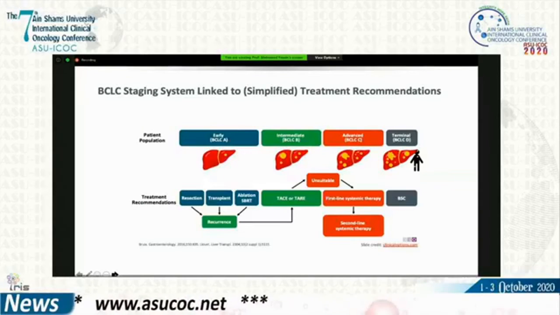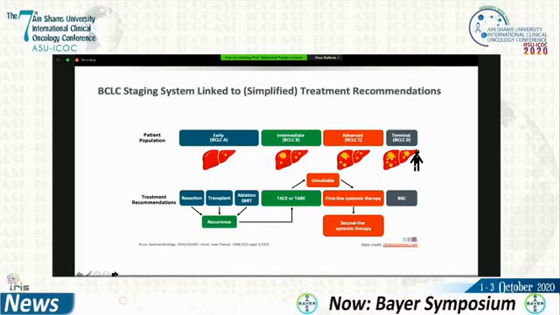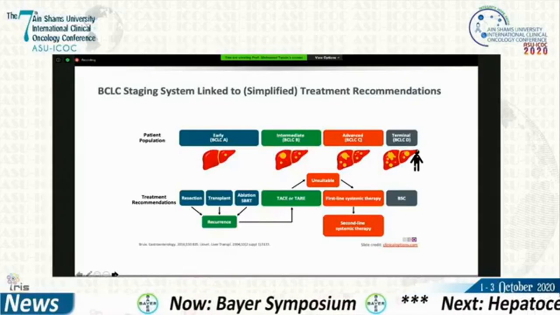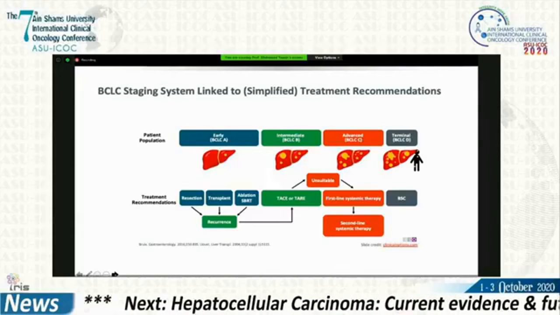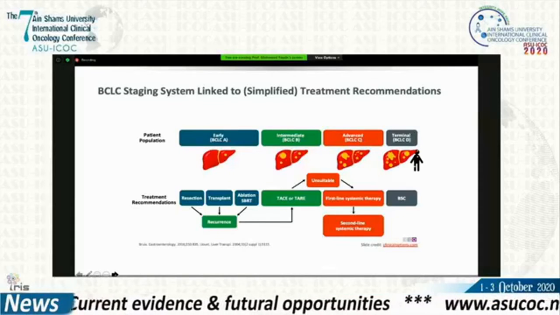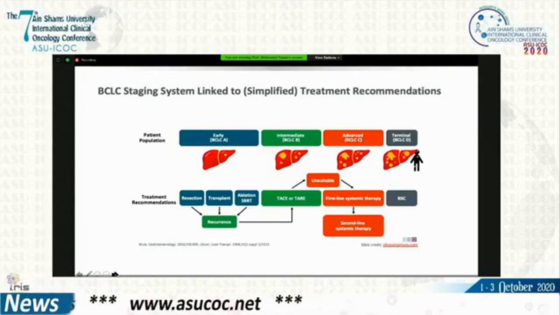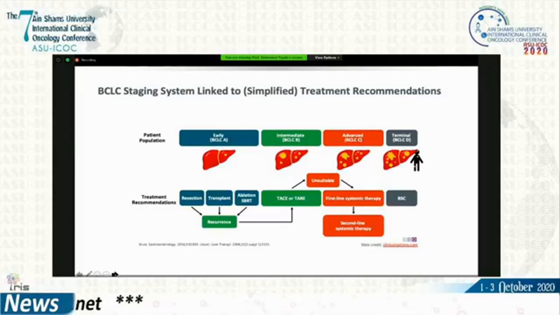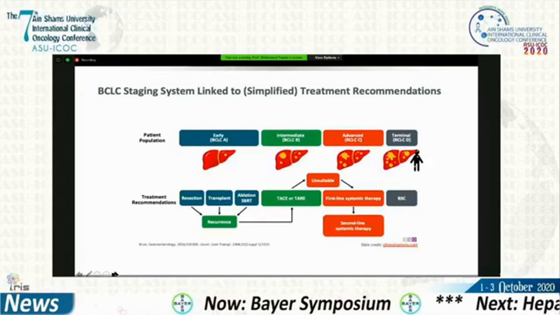As we see here, in the BCLC staging system, early BCLC-A treatment recommendation is resection, transplantation, ablation, and on recurrence will be treated as intermediate BCLC-B by TACE or transarterial radioembolization. If patients are unsuitable for TACE or transarterial radioembolization, we will move to advanced BCLC stage C with first-line systemic therapy and upon progression to second-line or third-line. And for terminal stage D, the treatment recommendation is best supportive care.